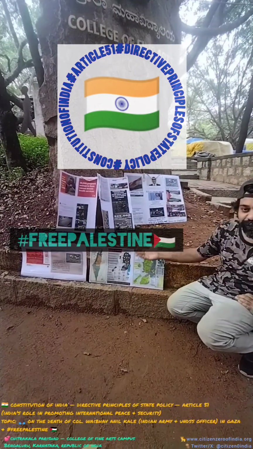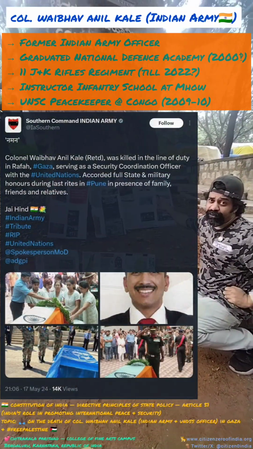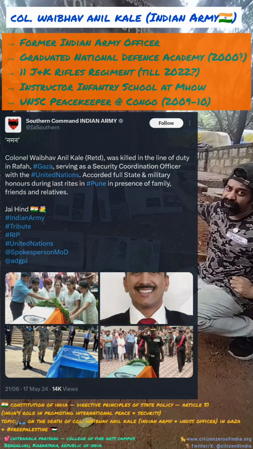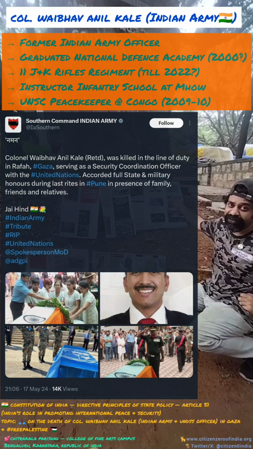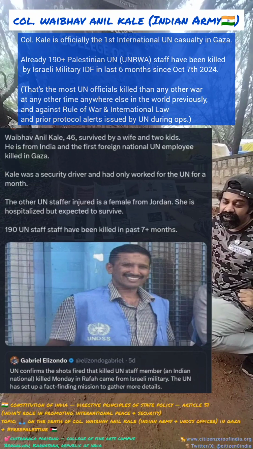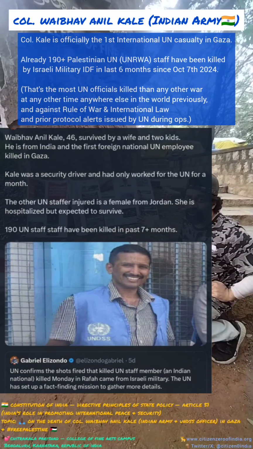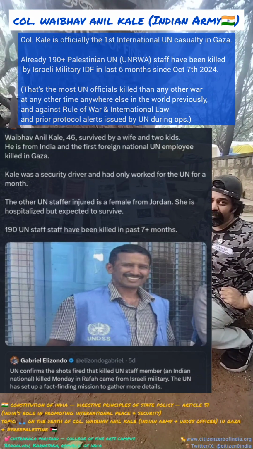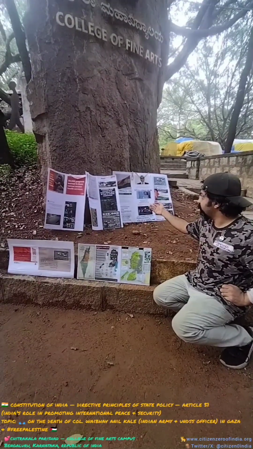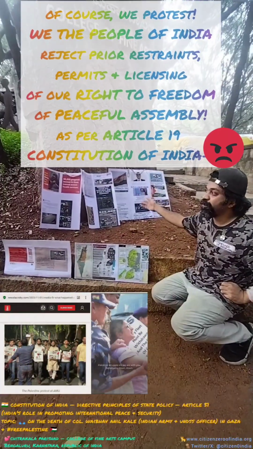The occasion happens to be Free Palestine, as you can see, and also recently Col. Waibhav Anil Kale of the Indian Army, a retired officer serving in the United Nations Department of Safety and Security, was killed by an Israeli bombardment despite restraints placed by the United Nations and the International Court of Justice, provisional measures. So we think that is a failure of respecting international law and treaty obligations, and so we're here to promote that particular occasion.